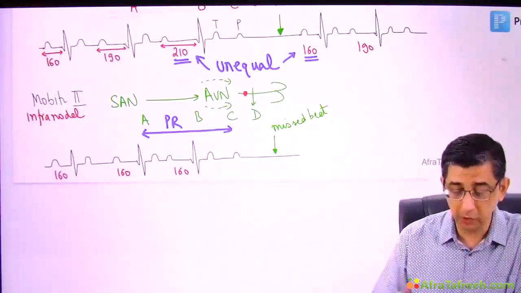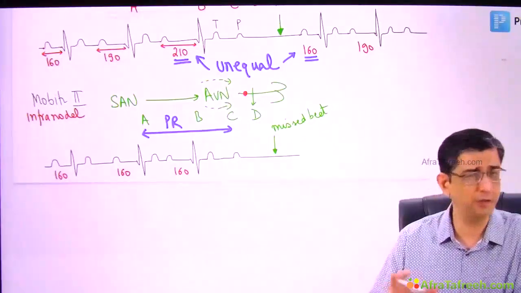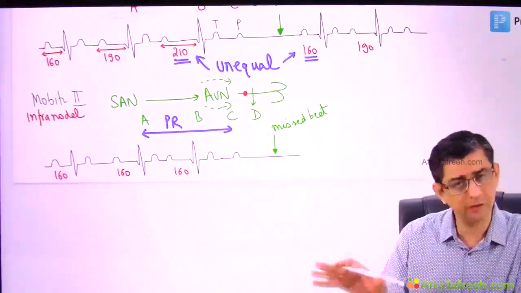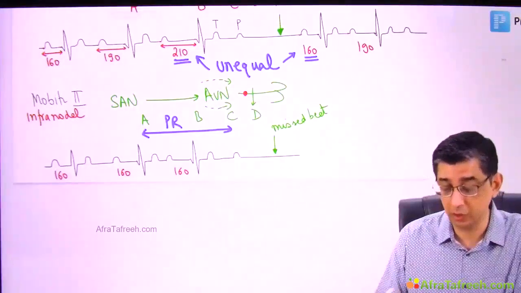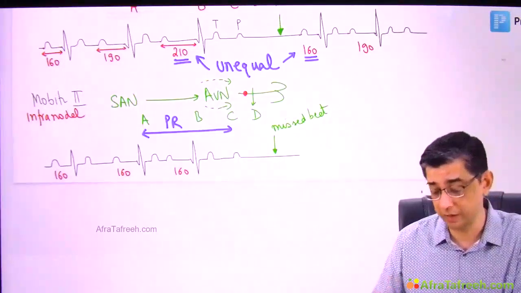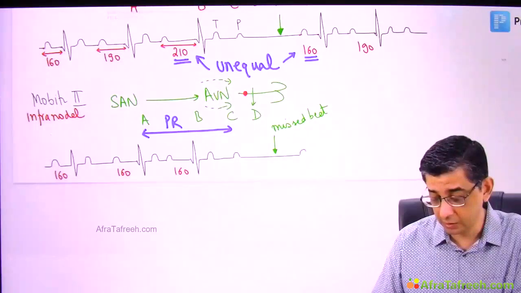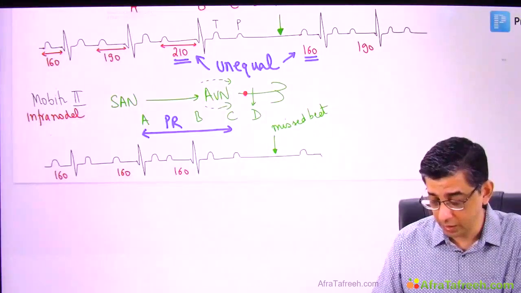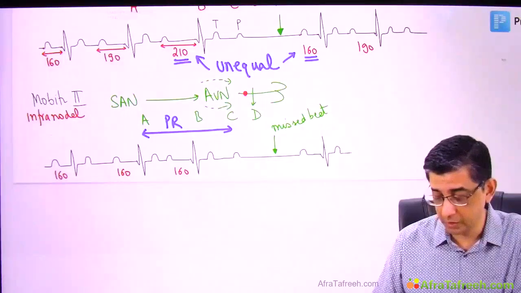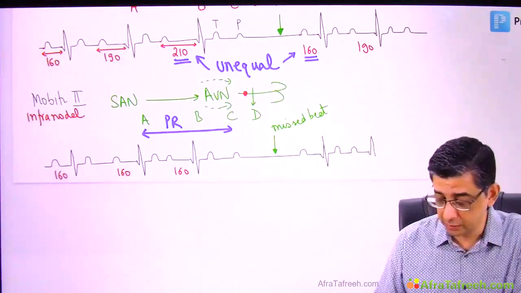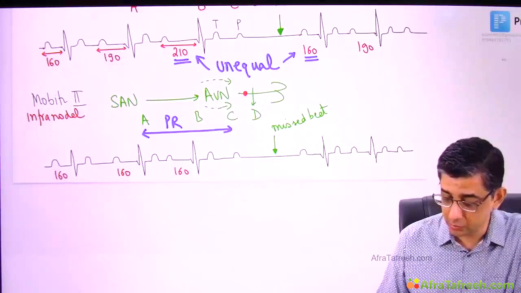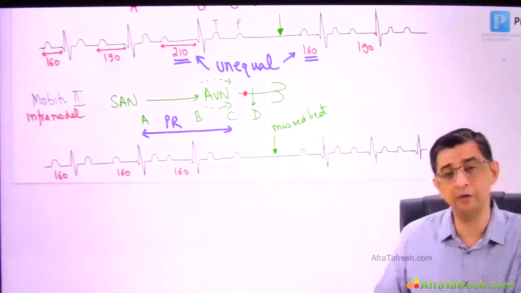In between, because the bundle of His is exhibiting very erratic behavior, sometimes it conducts, but sometimes it's not conducting. Because of this, there would be a sudden dropped beat occurring in this patient, and then once again the rhythm will be reset. You will notice that if you look at the PR interval after the missed beat, it would be 160, and now there is absolutely no problem going on till the pattern reoccurs.